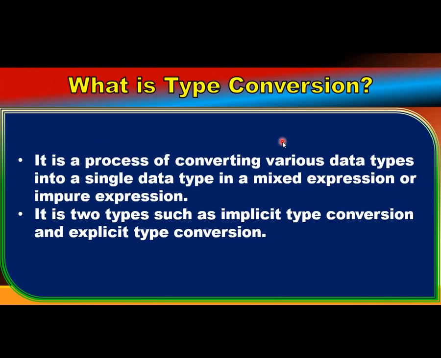Next is what is type conversion. So type conversion is a process of converting various data types into a single data type, and basically it is used in a mixed expression. It is two types, one is implicit type conversion and another is explicit type conversion.